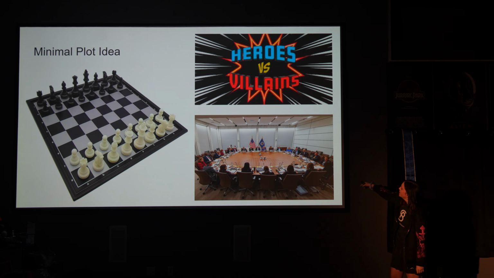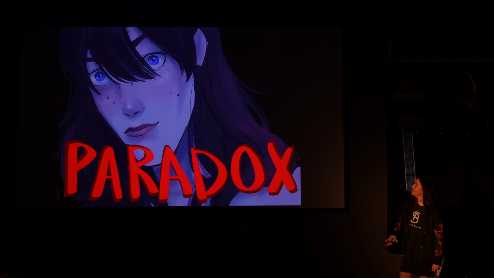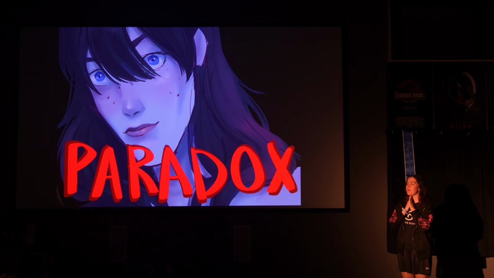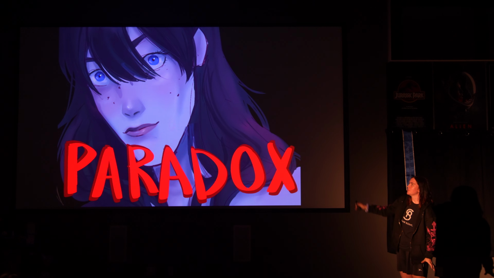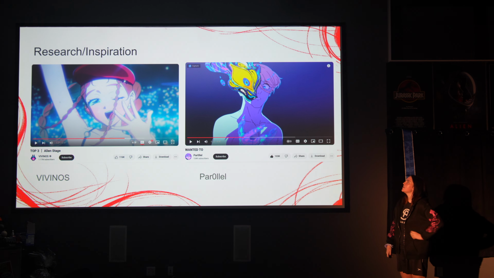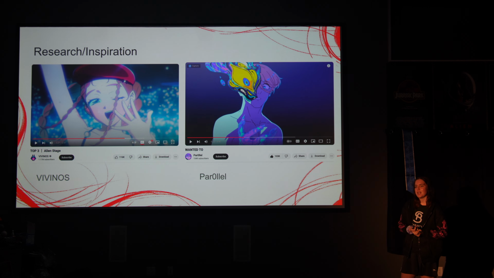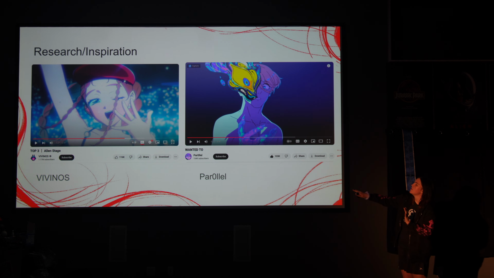These are some shots from the animation. This is the little movie poster that I made. Paradox is the name of this character, which is what the story would follow. These are some inspiration things that I got. I could have chosen a larger show where they introduce their characters, but I liked these smaller YouTube animators because it seemed a lot more achievable to me, and something that I could base my work off of more. These are videos by YouTube animators that introduce characters of theirs.